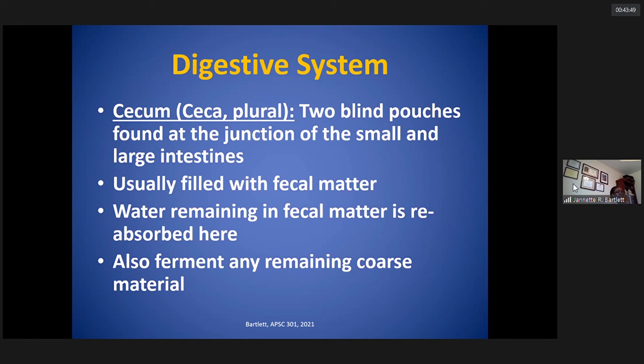And I said there's a part of the digestive system in chickens that has a minute amount of microorganisms. This is where you will find that, in the ceca. And that's why I say here, also ferment any remaining coarse material. But it is so minute that it is not a major part of the whole digestive process, but it does serve a little purpose, because whatever nutrients they can get from whatever food they eat, it is important. So although it is small, it is important.